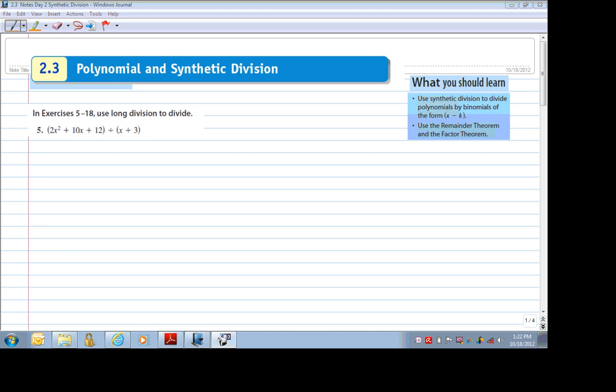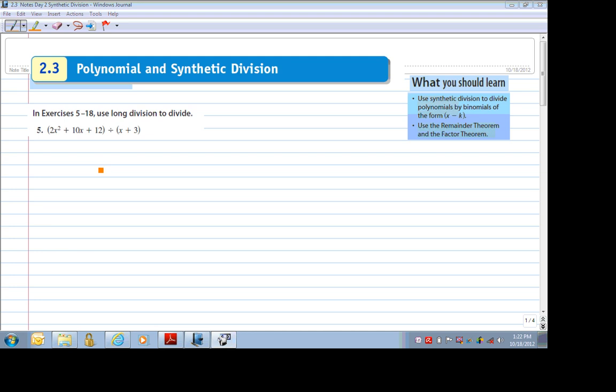Bearcats. This is 2.3 polynomials and synthetic division. Today we talked a lot about long division, and I'm going to review that with you right here. And then we're going to learn about synthetic division, which is actually a shortcut in certain cases. So let's take a look at long division one more time.